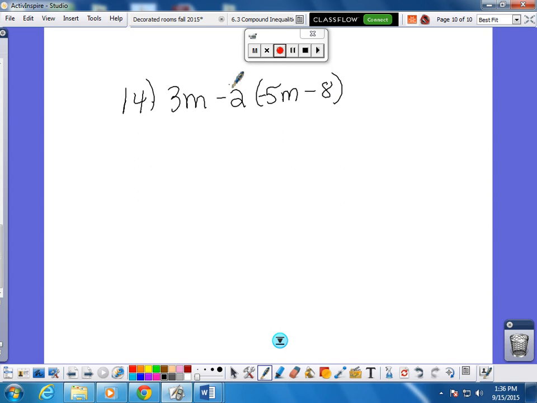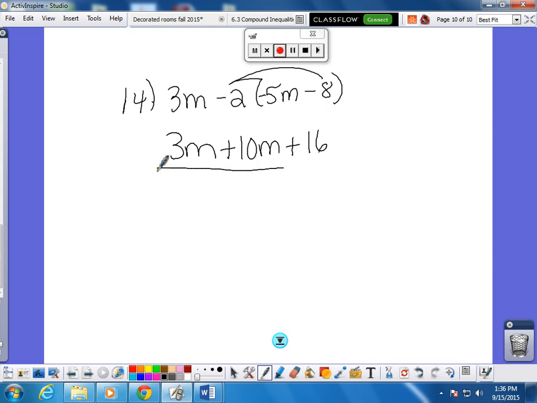What property is this? And I have a negative times a negative on both of them, right? Be careful. So what happens to 3M? Bring it down. Am I going to multiply it? No, it's not beside any parentheses. So that's not the distributive property. All right, negative 2 times negative 5M is positive 10M. Negative 2 times negative 8 is positive 16.